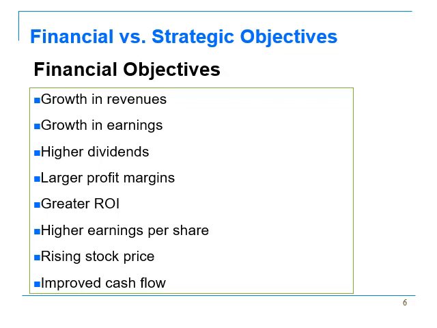There are two types of objectives that are especially common in organizations. The first is the financial and second is the strategic objectives. Financial objectives include those associated with growth in revenue, growth in earning, higher dividend, larger profit margin, greater return on investment, higher earnings per share, a rising stock price, improved cash flow, and so on.